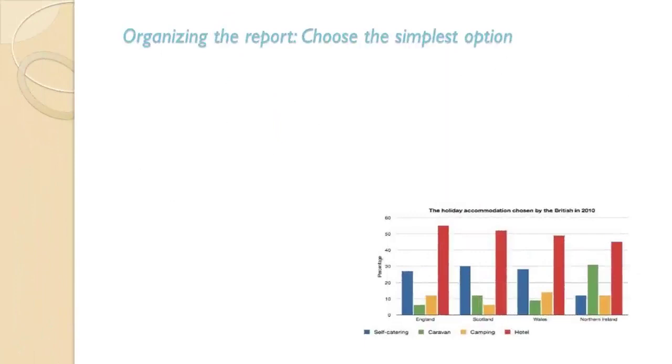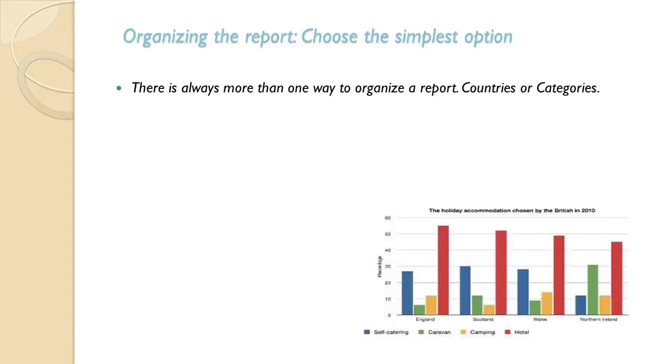Organize the report. Choose the simplest option. There was always more than one way to organize the report: country or categories. Okay, we have here 4 countries, 4 categories. But if there were 7 countries and 4 categories, definitely we would take the categories. As the categories and countries are equal, either way you can describe. Either you can take the countries or you can take the categories. Here we'll take the countries one by one.